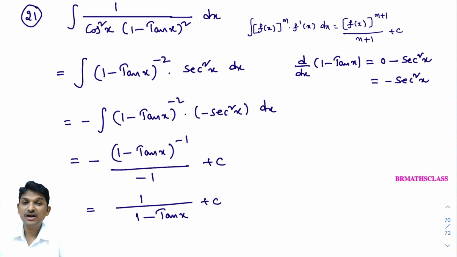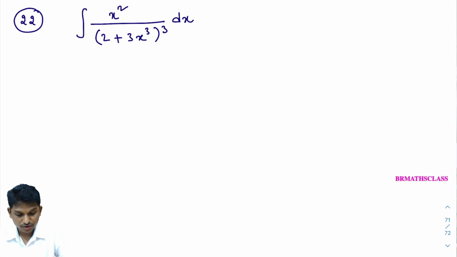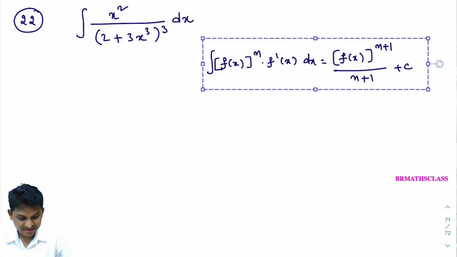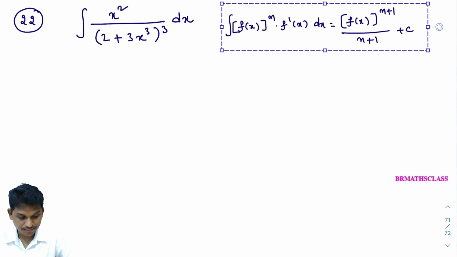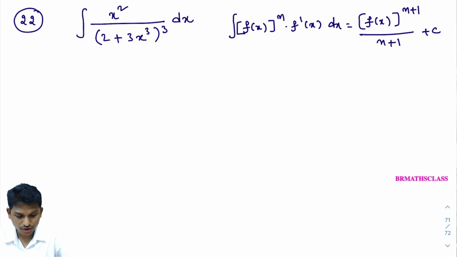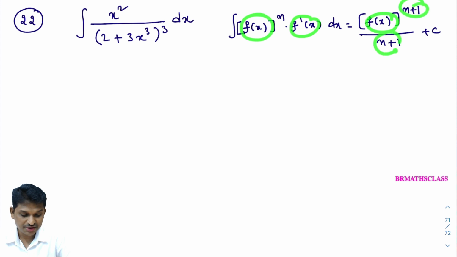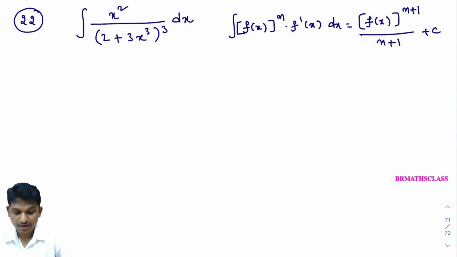I hope you are understanding. Last problem. Okay, hero of this story. This is the hero of this story. Integral of f of x whole power n into f dash of x dx is f of x whole power n plus 1 divided by n plus 1 plus c. Now, I'll rearrange this function.